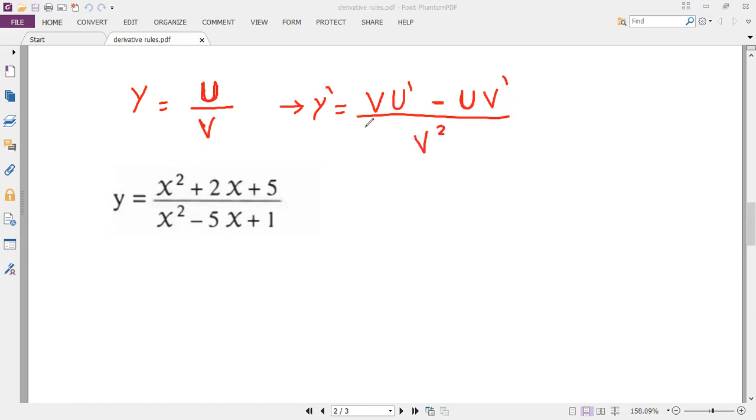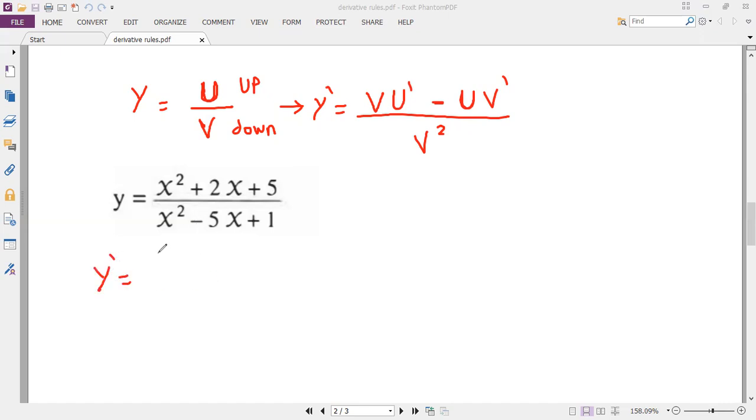Once again, we have up and down. What is the y prime in this case? Y prime equals down, the denominator, multiplied by the derivative of up, minus up multiplied by the derivative of down, over down squared. Okay, so here let's apply the rule.